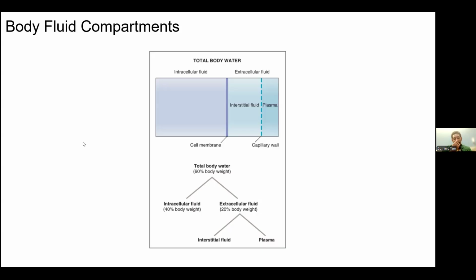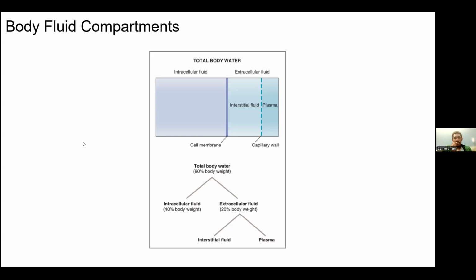Total body water is distributed between two compartments. You have the intracellular fluid compartment and the extracellular fluid compartment. Intracellular fluid compartment is 2/3 of the total body water, and the extracellular fluid compartment is 1/3. In terms of body weight, 40% of body weight is going to go to the intracellular fluid, and 20% is going to go to extracellular fluid.